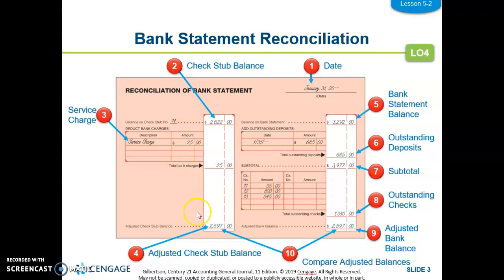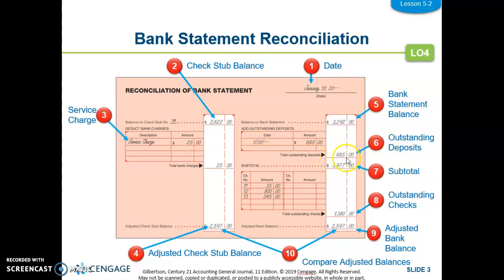Total your bank charges, and it even says right here, deduct. That means to subtract. So we will subtract to calculate our adjusted check stub balance. Now we need to make sure that this equals, so on the right column we will put the balance, our ending balance on the bank statement. We will go ahead and list all of our outstanding deposits. Those are ones that we have made but are not shown on the bank statement.